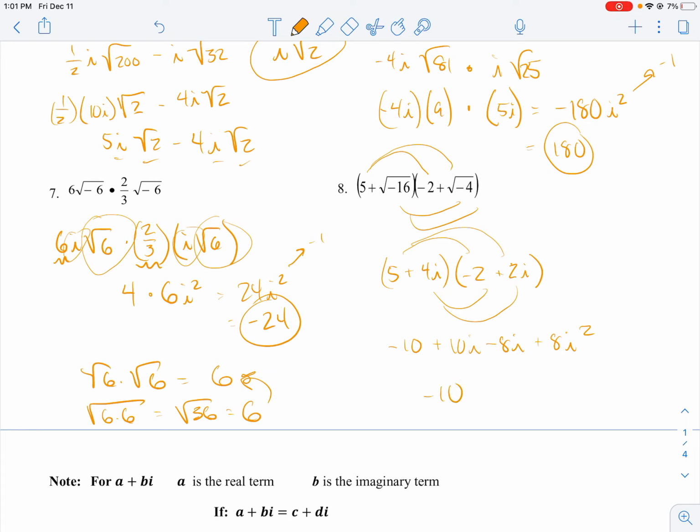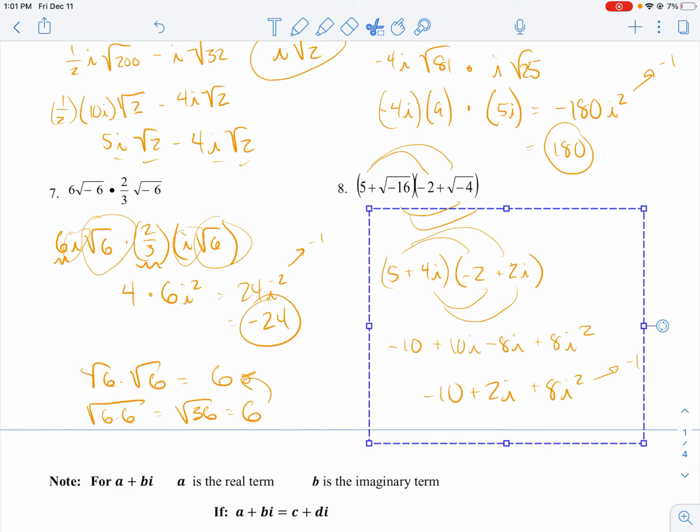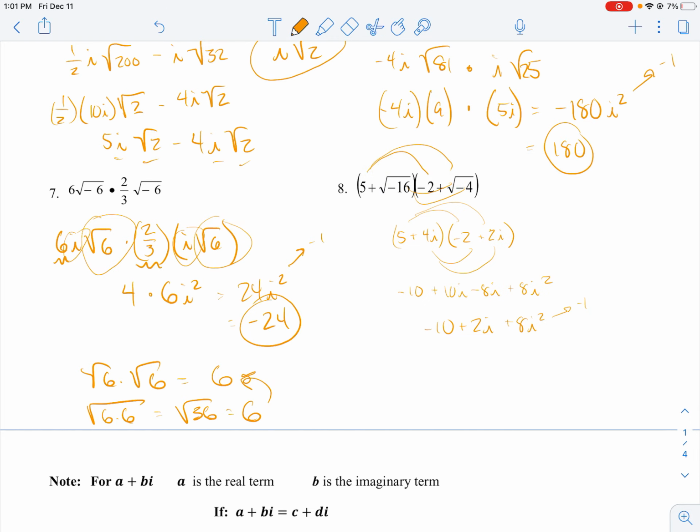So negative 10 plus 2i plus 8i squared. Now remember, i squared is just equal to negative 1. And so we end up getting negative 10 plus 2i minus 8. And so our final answer is negative 18 plus 2i.